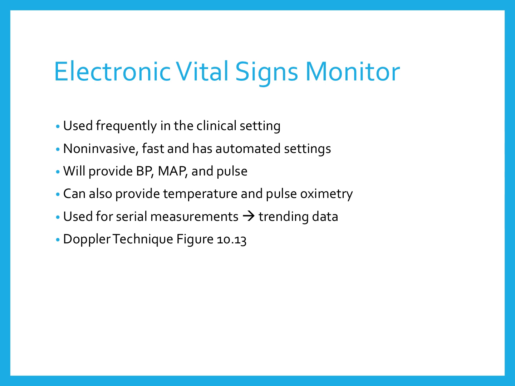We do use electronic vital signs monitors, such as Dynamaps, in clinical settings. It is fast, it has automated settings, and it can give you a blood pressure, a MAP, and a pulse. It can also do temperature and pulse oximetry. So it's really convenient, but we need to learn how to use the manual method as well.